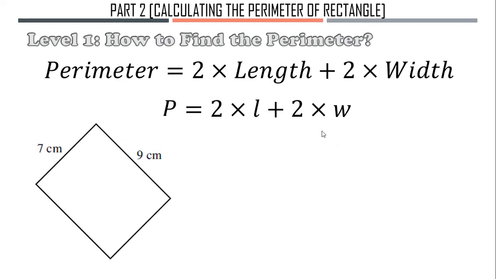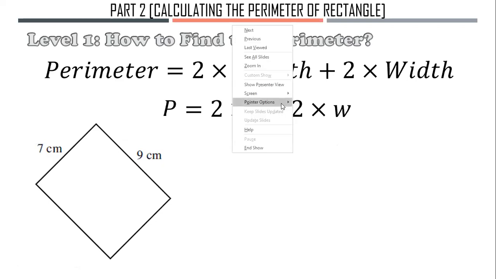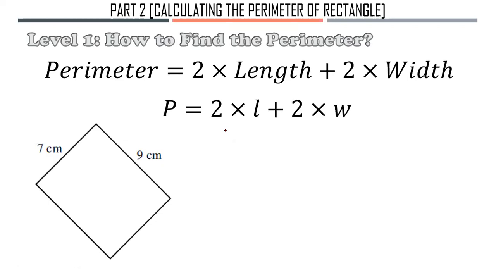Now, how can you find the perimeter? First of all, figure out the missing sides. If this one is 9, the opposite will also be what? 9 times 2, excellent. 9 times 2 is what? 18. 7 times 2 is 14. Now let's add them. The answer is going to be what?